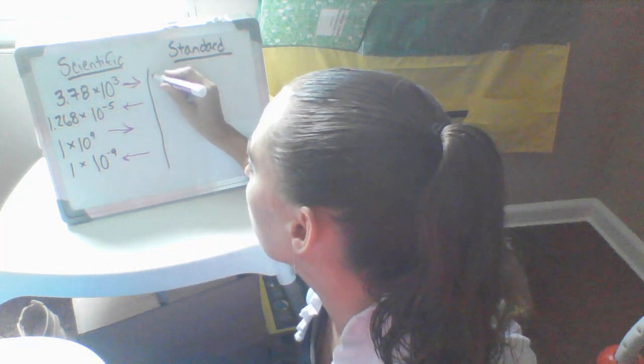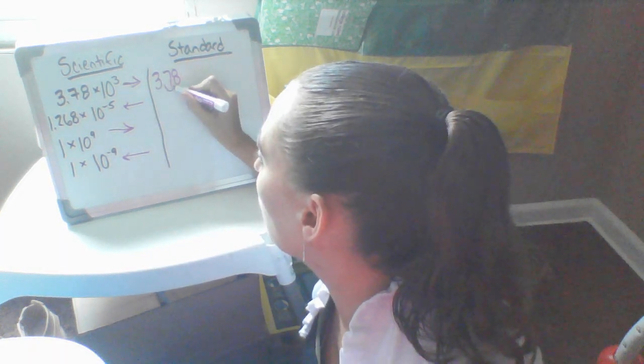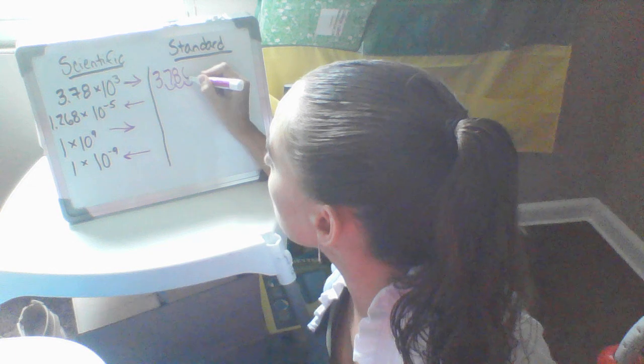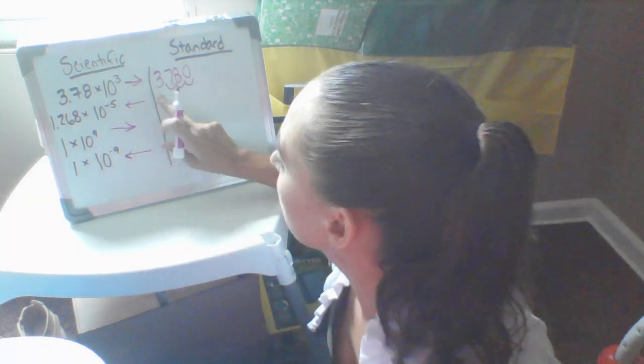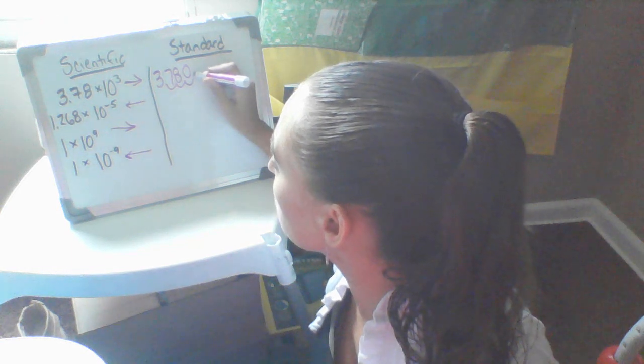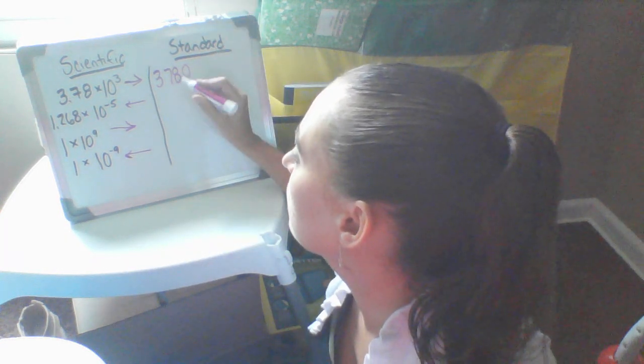Now, how many spots do we move? We look at the exponent. So I have 3.78, and I want to move it 3 places to the right. So I'm going to go 1, 2, 3. I've got to put a 0 in there as a placeholder. Now I get rid of that decimal because technically the decimal moved over there. You don't need to keep the decimal at the end of a number. You can if you want, but it's unnecessary. And the number is 3,780.